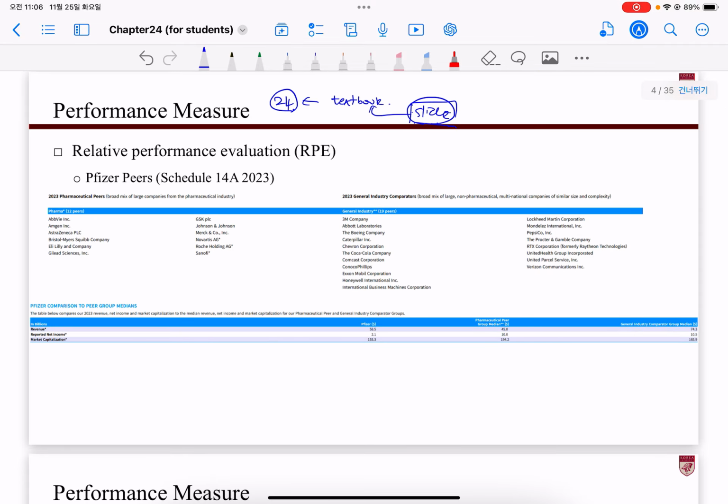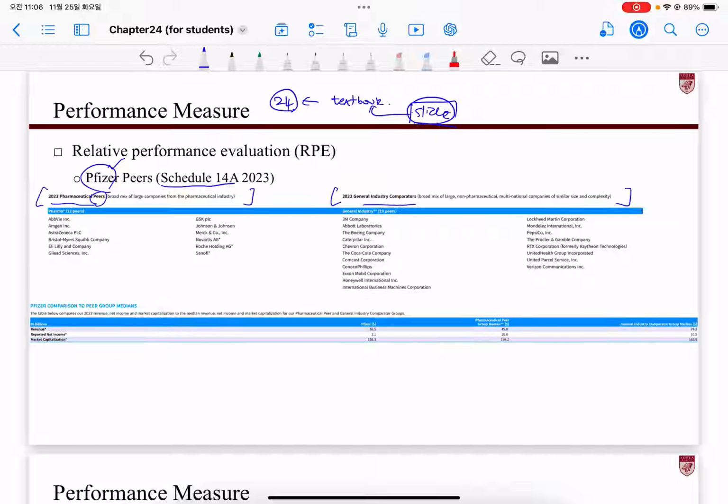Okay, and this is one example from Pfizer. Every U.S. company has to report the peers against which they are compensating executives. They report on what's called Schedule 14A each year. This is Pfizer's disclosed peers. On the left-hand side, you see the pharmaceutical peers, and on the right-hand side, you see the general industry comparators.